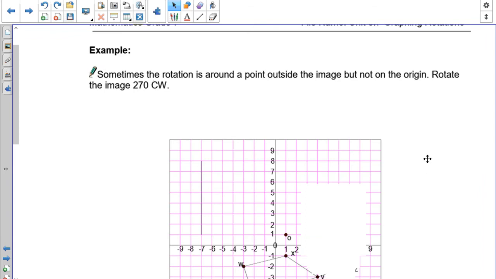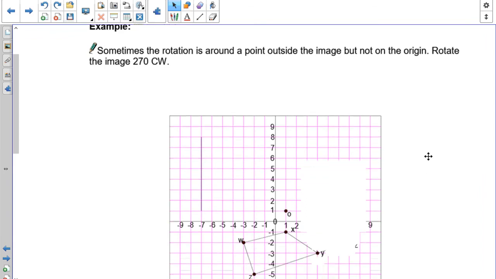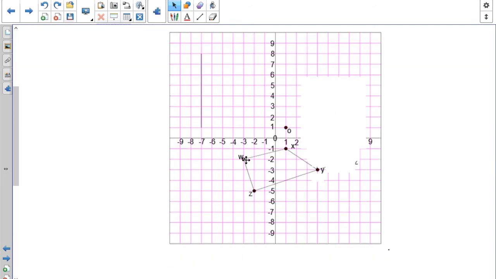Okay, for our next example, what we're going to be doing is a rotation, but this time the point for rotation, our rotation point, is not on a vertex, so it's not part of our original diagram. It is not the origin. Now it's a point outside. You see the little O here, and that mark right there at 1, 1, that's our rotation point.